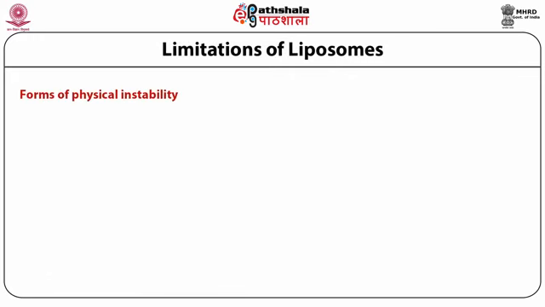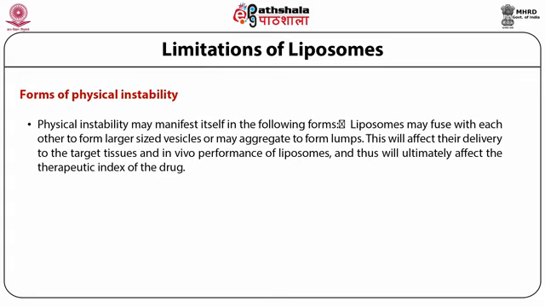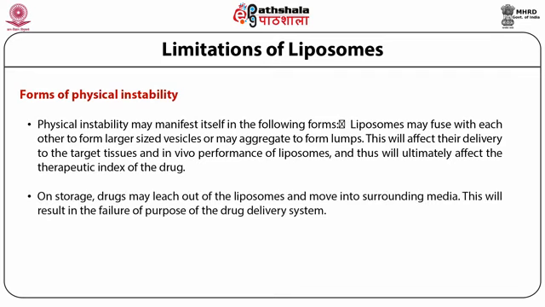Forms of physical instability. The physical instability may manifest itself in the following forms. Liposomes may fuse with each other to form larger sized vesicles or may aggregate to form lumps. This will affect their delivery to the target tissues and in vivo performance, and thus will ultimately affect the therapeutic index of the drug. On storage, drugs may leach out of the liposomes and move into surrounding media. This will result in the failure of purpose of the drug delivery system.